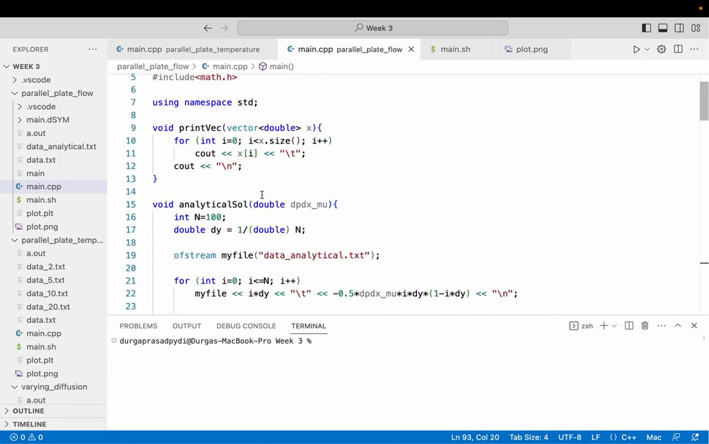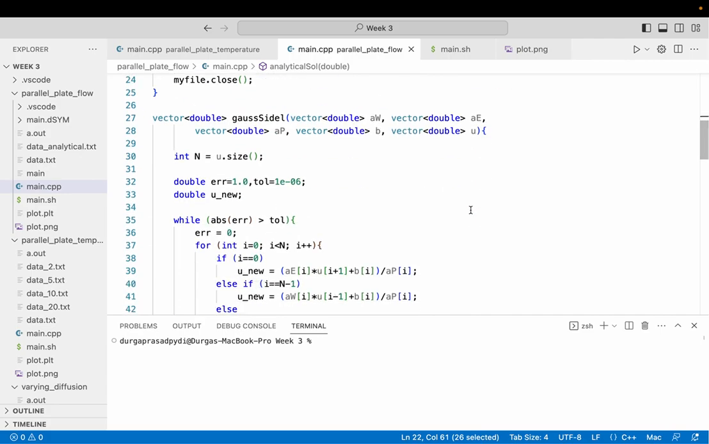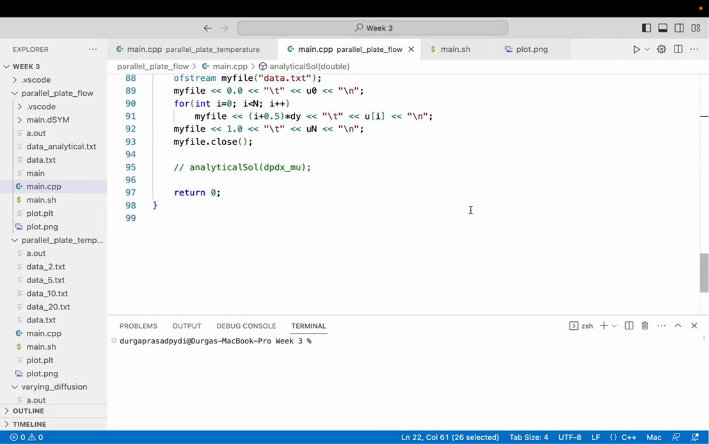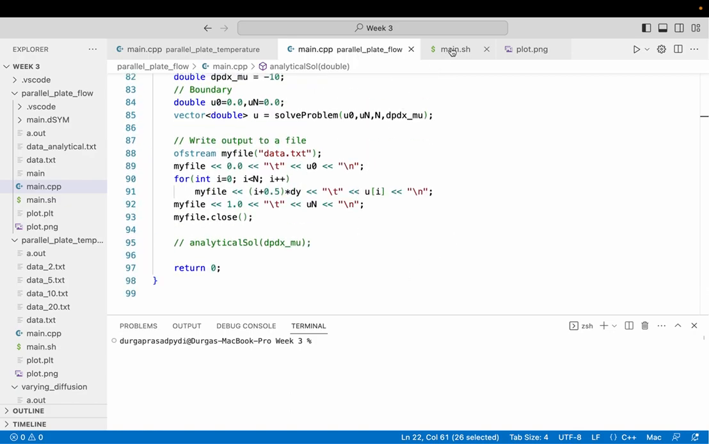I've already computed the analytical solution, so you already know it. I've just written the equation here. It will be something like y into 1 minus y into some constant. This is just to compare how the analytical solution matches with FVM. A few other sets of code are just to plot this.